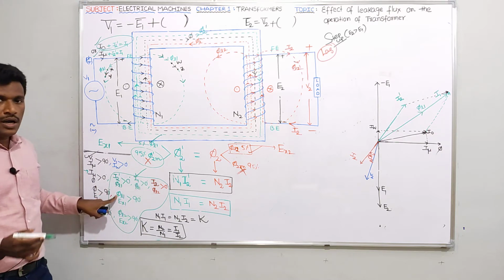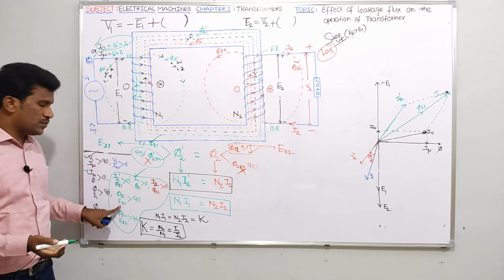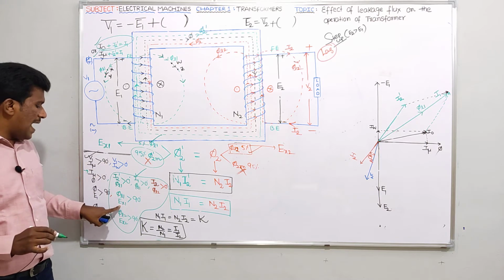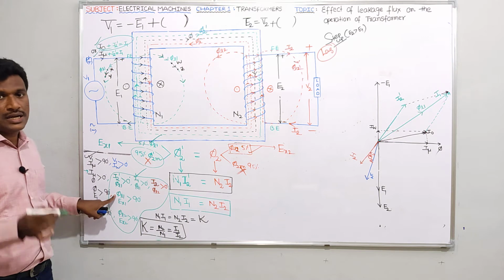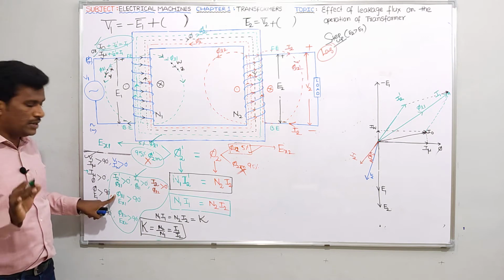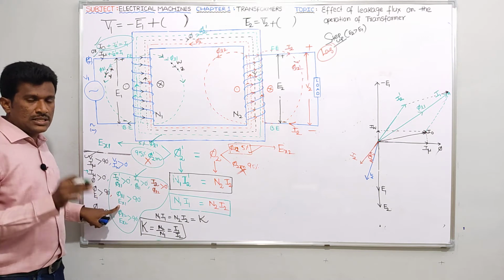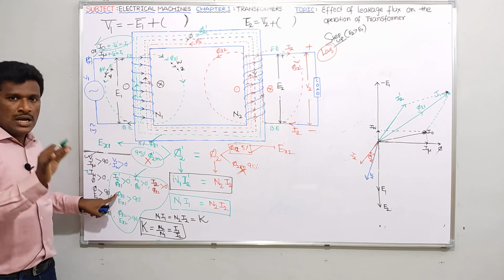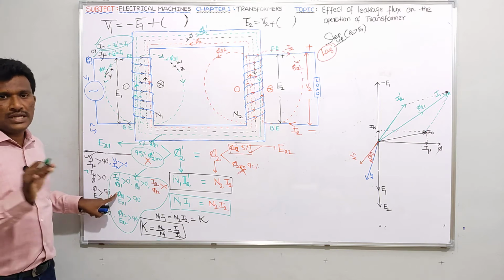After pi L1, after how many degrees will you get Ex1 according to Lenz's law? Ex1 lags pi L1 by how much angle here? 90 degrees. Let me repeat the statement: Ex1 lags pi L1 by 90 degrees because of Lenz's law.